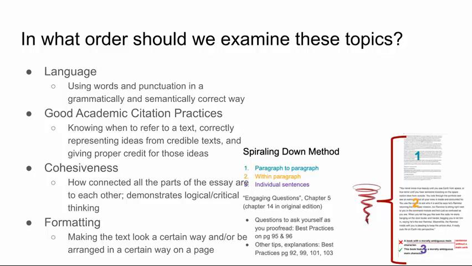So good academic citation practices doesn't just mean the formatting of academic citations, but it knows when to refer to a text because you have to pull from experts. You're correctly representing the ideas from credible texts, and you're giving proper credit for those ideas. That's what it means when I give you a good grade for good academic citation practices, you're doing those things.